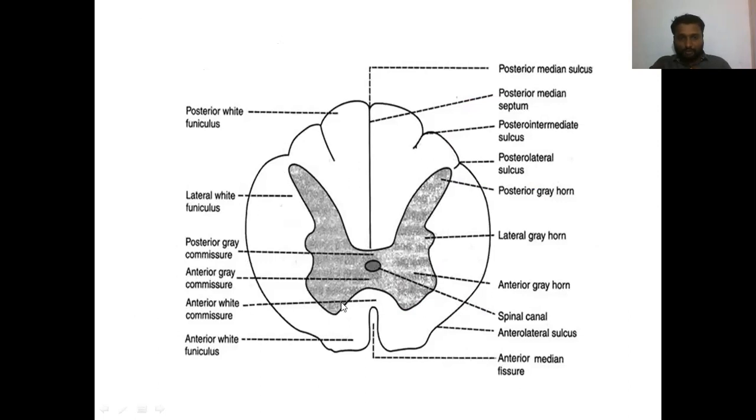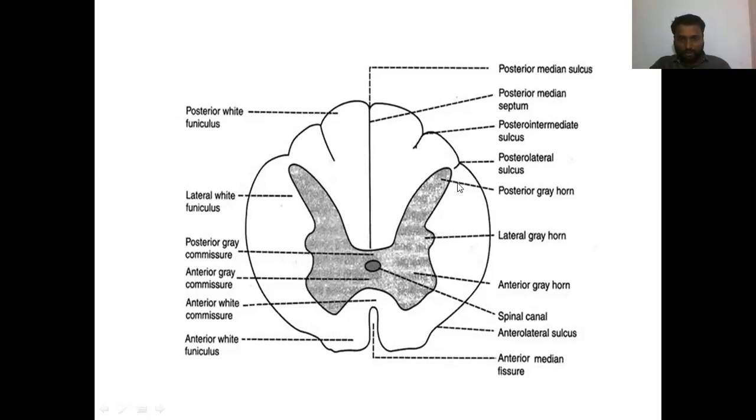First, we will see the white matter. This white matter is divided into two equal halves by the anterior median fissure. Anterior median fissure: fissure means gap. See, this gap which is seen in the anterior part, this is the anterior part of the spinal cord. This is the posterior part of the spinal cord. I'm telling about this white matter. This is the gray matter.